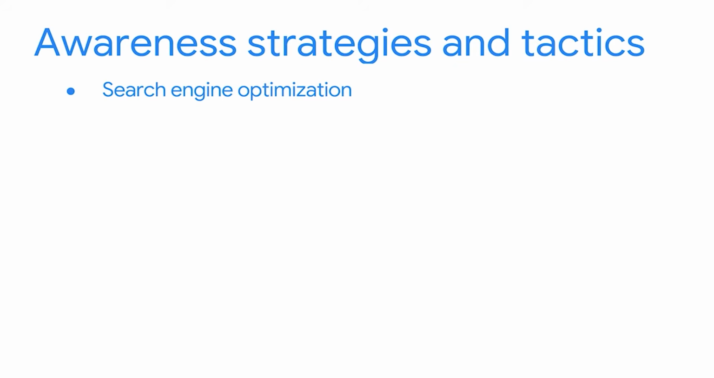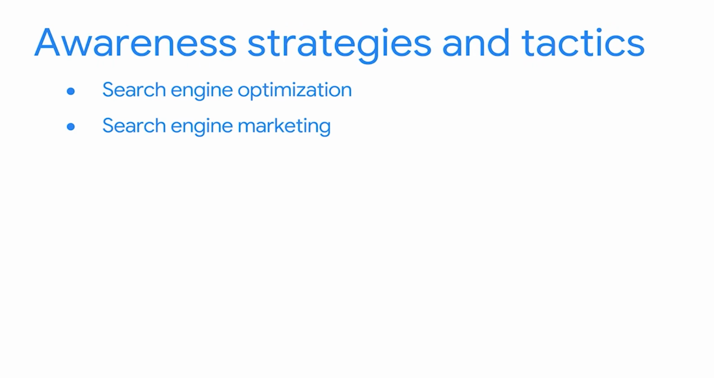First is search engine optimization, also called SEO. This is the process of improving a website to increase its visibility in a search engine, such as Google Search or Microsoft Bing. Think about when a potential customer searches for a resolution to their pain point. If your website appears at the top of the search, they will become aware of your business.